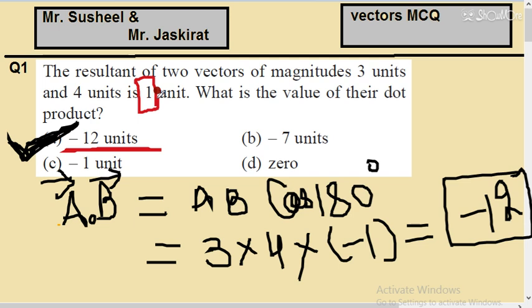So if you don't know about parallel and anti-parallel, then you have to go through our PDF notes. Otherwise, if this question is clear, then we have to move to the next question. I hope you have noted down the question. So minus 12 units, option A, will be the answer.